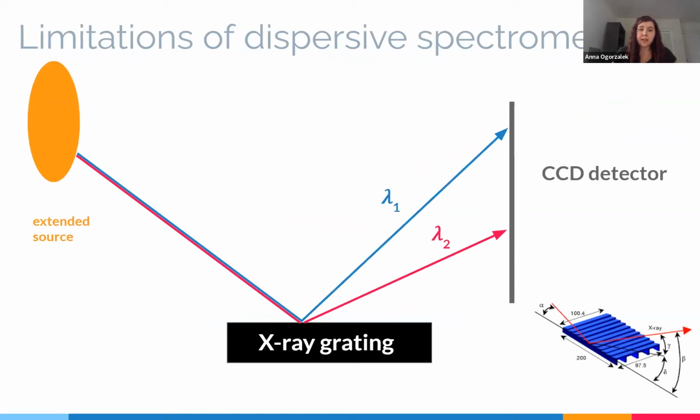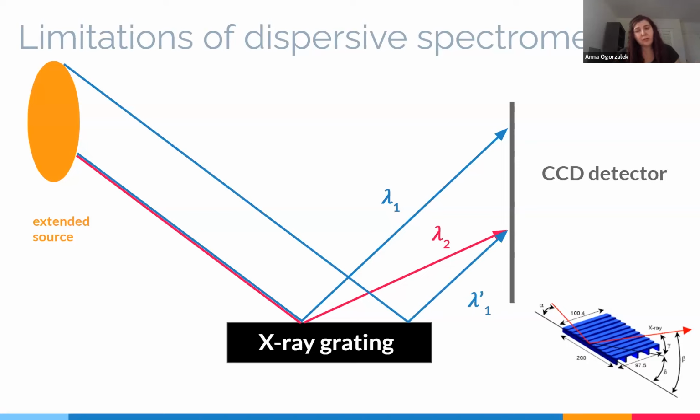Let's now look at an extended source. The situation is the same if we consider a small region of the source. However, when we consider photons that come from different parts of the source, we can end up on the CCD in the same place as photons from a different wavelength and location on the sky. This is because X-ray gratings are slitless, so the wavelength and spatial information are mixed.